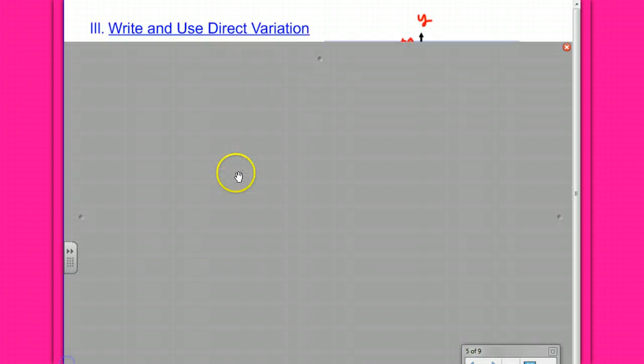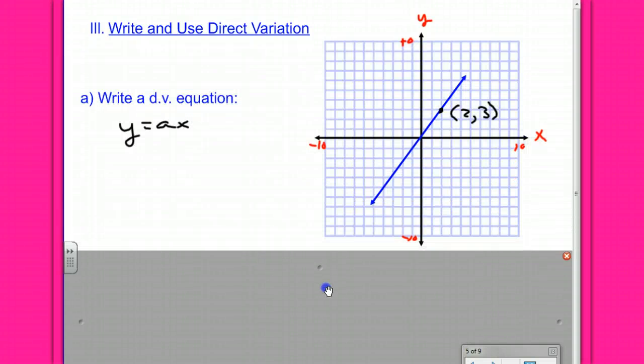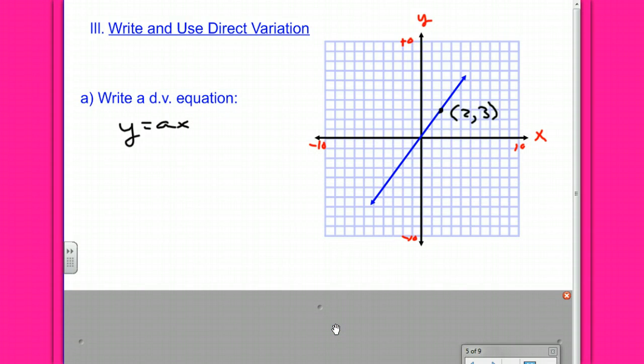Awesome. Now let's see if you can write a direct variation equation. So, given this graph, can you write the equation that represents the graph? So remember, we can start with our model, y equals ax. This is direct variation. How do we know that? Yes, it has a y-intercept at 0, right? So the only thing we need to complete this graph is the a, which we know is slope, right?